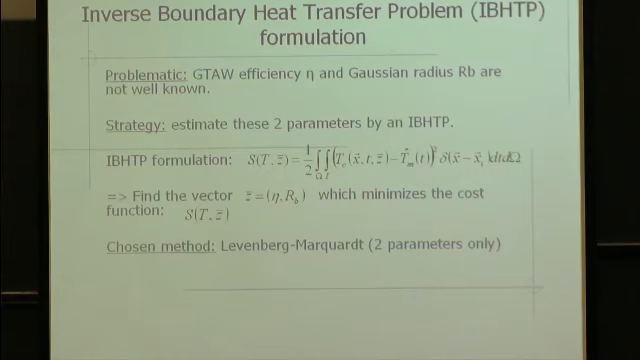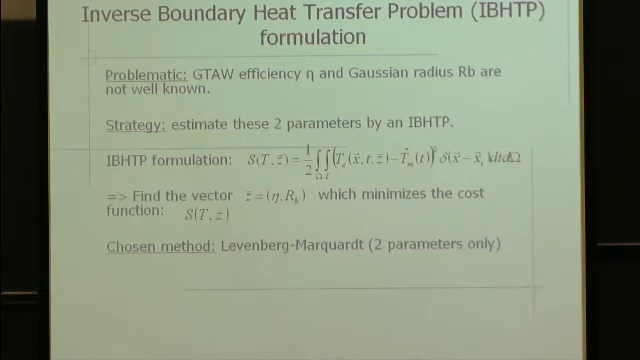I don't know quite correctly eta, the efficiency of the process, and the Gaussian beam radius. I want to estimate these two parameters, so I define what I call the criterion function, or cost function, also the objective function. It is the difference between the calculated temperature in the domain and the measured one. And the goal is to minimize this function by finding this set of parameters.